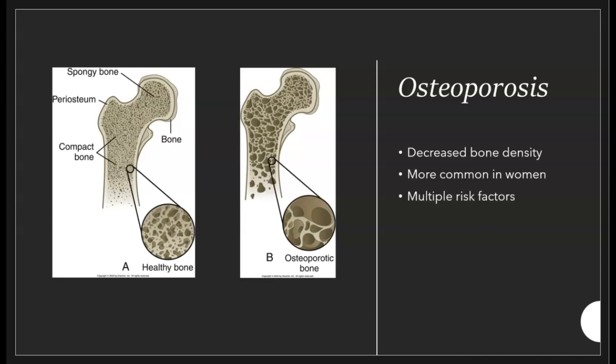And then when our bones are less dense, the patients are at more risk for an injury if they fall. So fracturing that hip is more likely to happen if it's osteoporotic bone as opposed to a normal healthy bone.